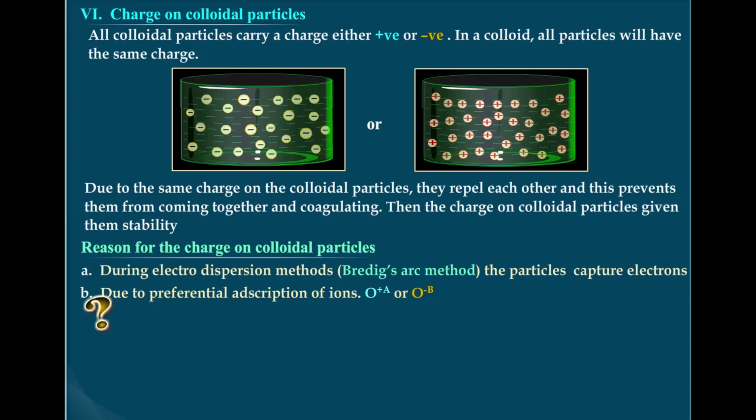That is, silver iodide, the same precipitate AgI, is formed here also, but here AgNO3 is the dispersion medium. So AgI will adsorb the common ion, here it is silver. It adsorbs silver, Ag plus, and hence that colloidal sol will become positively charged.